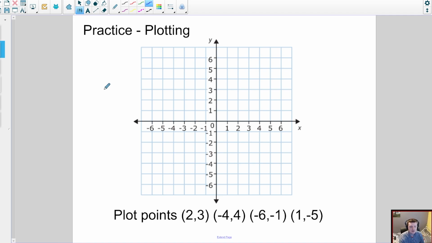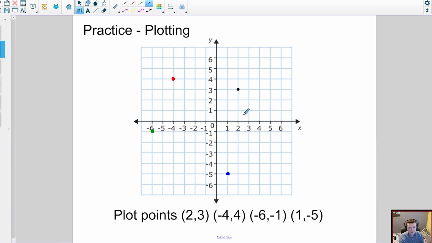Okay, so firstly, we look at the point 2, 3. We know that x to y means we're going 2 across and then 3 up, so my point is going to be here. I'm going to do this in black first of all. So it's going to be 2 and 3. The second one is minus 4 and 4, so we're going to minus 4, then we're going up to 4. That's that one. Then the third one, we're going minus 6, so all the way across to minus 6, and down 1 to minus 1. And finally, we've got the blue one, which is 1, and then minus 5.